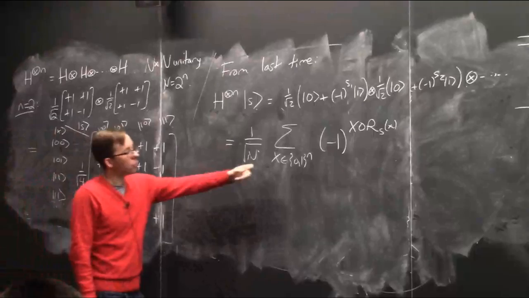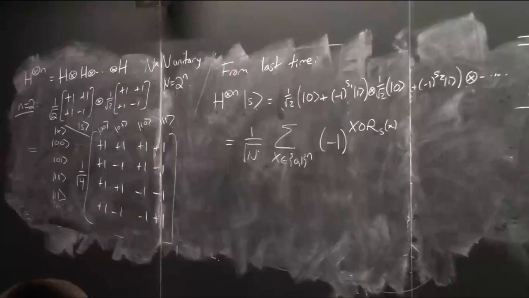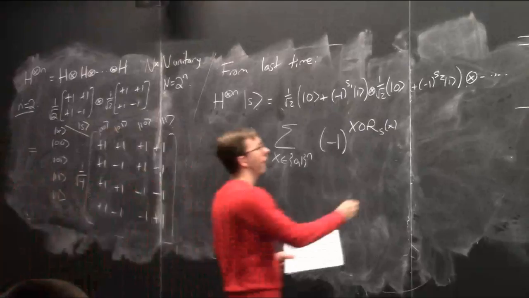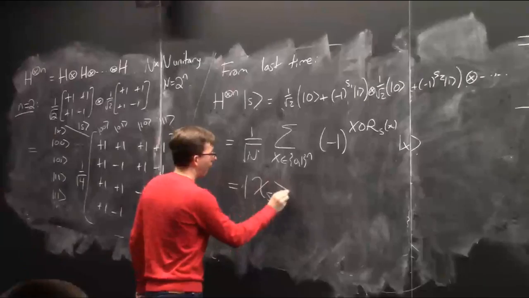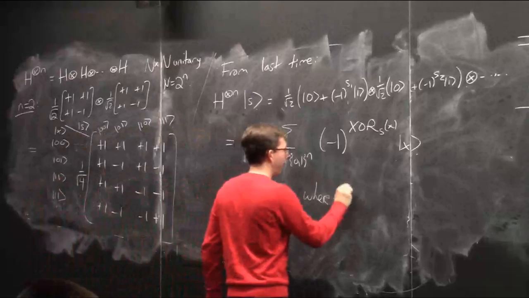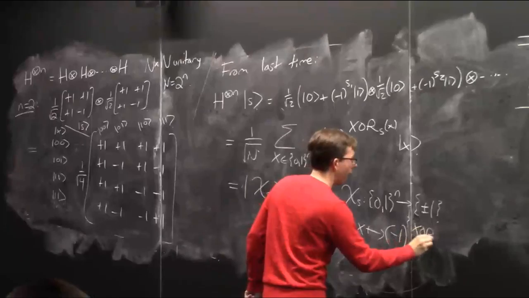And then for each row x, you have a sign, which is either plus or minus 1. How do you get whether it's plus or minus 1? It's given by the S XOR applied to the string x. Yeah? That'd be times x inside the sum. Oh, yeah, sorry, I dropped a times x symbol. Thank you. Good. And this is the thing that we've been calling chi_S, where, just to remind you, chi_S maps to plus or minus 1, and it maps x to minus 1 to the S XOR x.